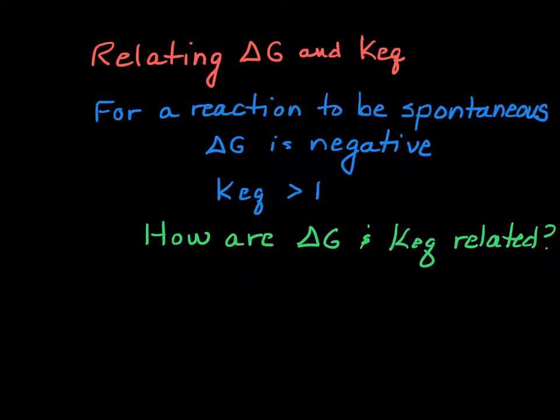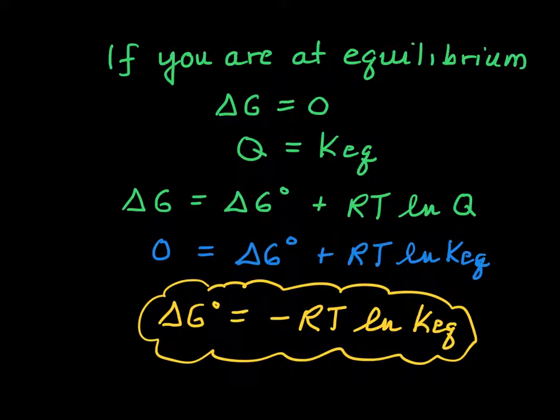In this video, we're going to look at how delta G and KEQ are related. For a reaction to be spontaneous, delta G is negative and KEQ is greater than 1. Since both delta G and KEQ are indicators of spontaneity, it makes sense that they must be related to each other. So how are they related to each other?